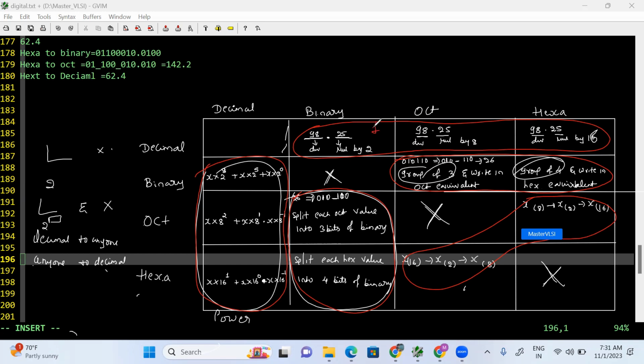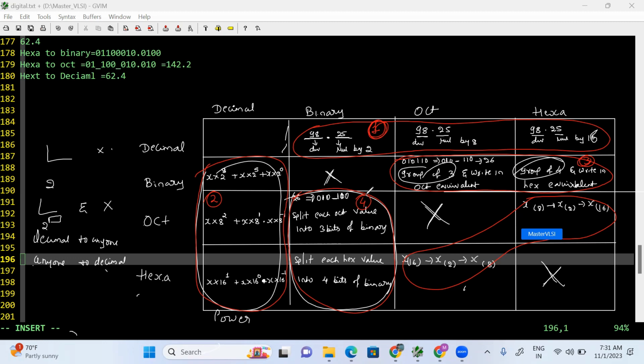So the first rule, if we go to this first circle, what is the rule? Division and multiplication. If I follow the second circle, power. Third, group. Fourth, split. Fifth, indirect way of conversion, like 16 to 2 and then 8, 16 to 2 and 8. Sorry, 8 to 2 and 16.